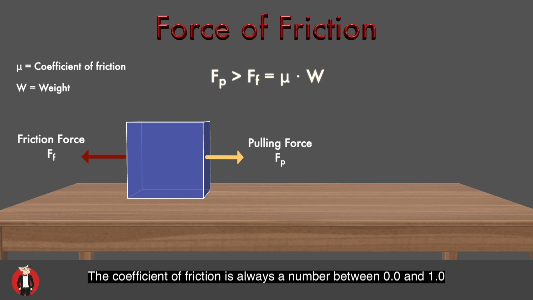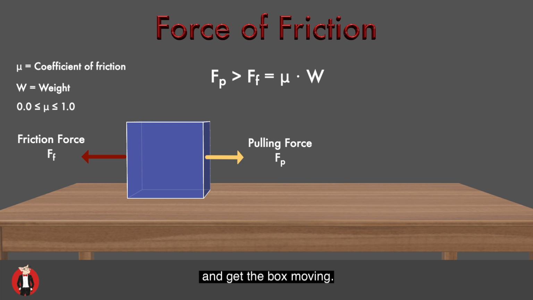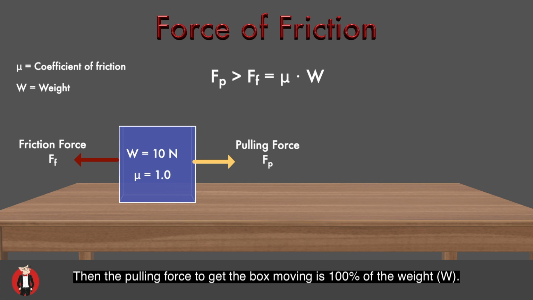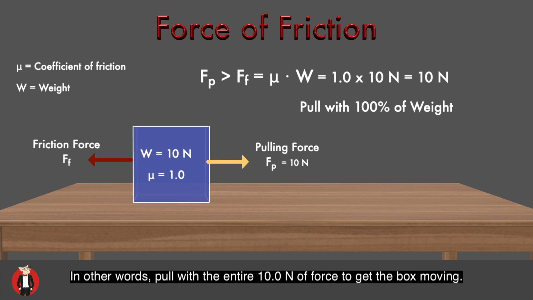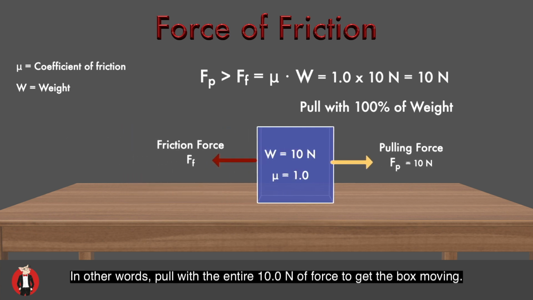The coefficient of friction is always a number between 0 and 1. It represents the percent of the object's weight needed to overcome friction and get the box moving. For example, if a box weighs 10 newtons and the coefficient of friction is mu equals 1.0, then the pulling force to get the box moving is 100% of the weight. In other words, pull with the entire 10 newtons of force to get the box moving.